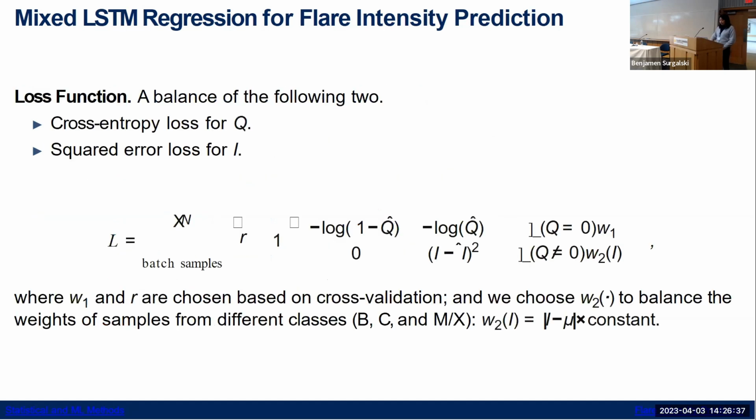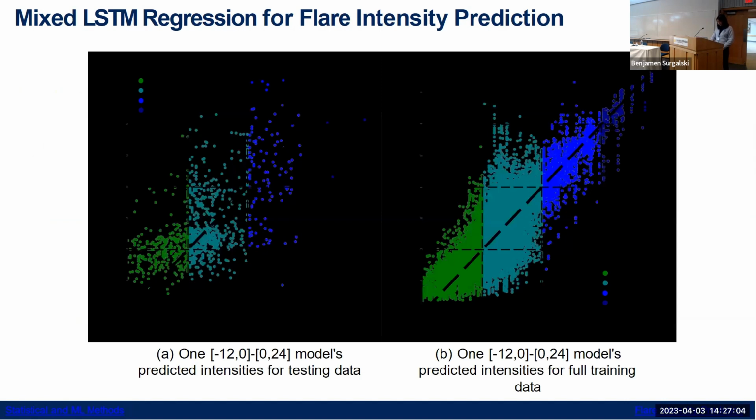So in this, well, actually it's not showing properly. So we're essentially balancing the two different loss functions: the indicator of whether it's flaring or not, versus a squared error loss for the flare intensity on the log scale. By defining this loss function and cross-validating on the weight function, we're able to come up with a prediction that's actually looking pretty good.